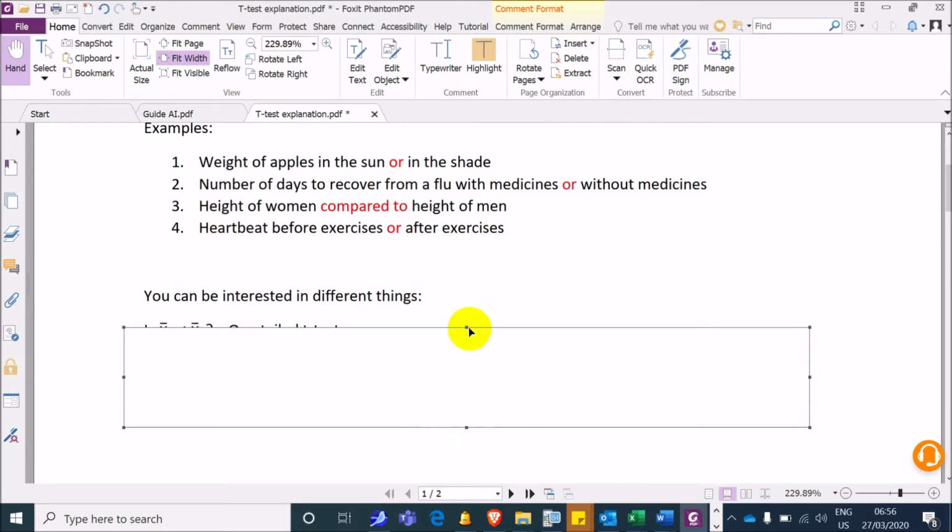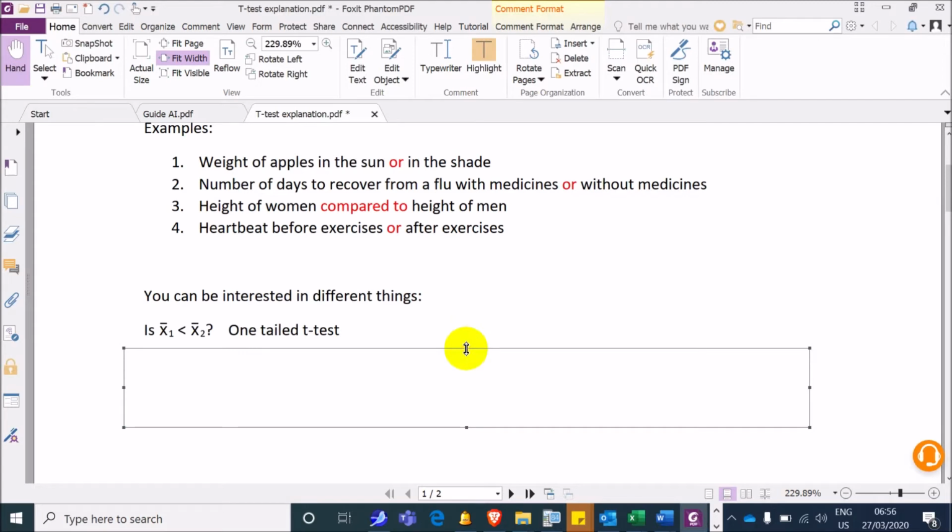You can be interested in different things. First one being, is the mean of one of them less than the mean of the other one? And that is, for instance, in number 2. You want the mean time to recover from a flu to be less with medicines than without. Otherwise, there's no use of taking medicines. We call this a one-tailed test.